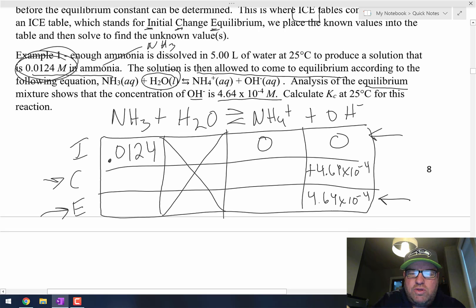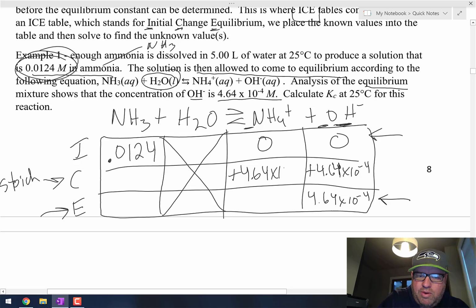Now here's where you use stoichiometry. The change section is where you're going to use stoichiometry to convert all of those changes, because we know that if OH minus went up by 4.64 times 10 to the minus fourth, for every one hydroxide, you get an ammonium as well. That means that ammonium also had to have gone up by 4.64 times 10 to the minus fourth. Which means that, if initially there was 0 and we added 4.64 times 10 to the minus fourth, of course the equilibrium is those two put together.